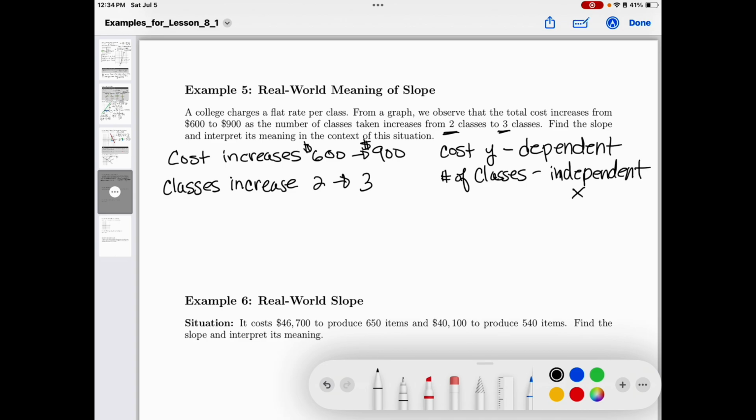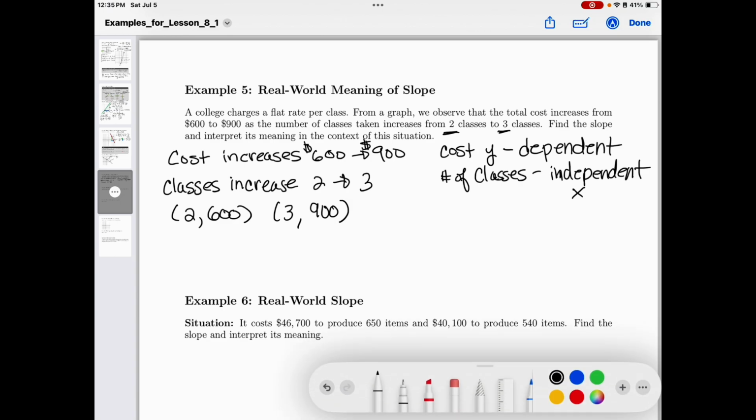So if I want to take the information from this context, when the number of classes is 2, the cost is 600. So that's my ordered pair. 2 goes with 600. Now, when the number of classes goes up to 3, the cost goes up to 900. So I have an ordered pair, 3 and 900. Those go together. Remember that x is the number of classes because that's the independent variable, and cost is the dependent variable, which is the y value.